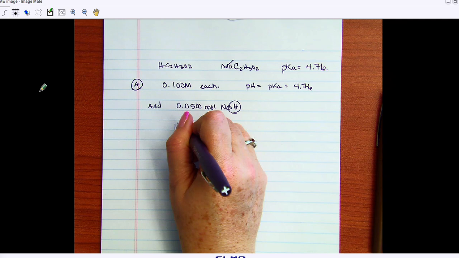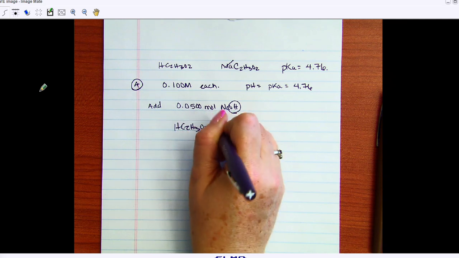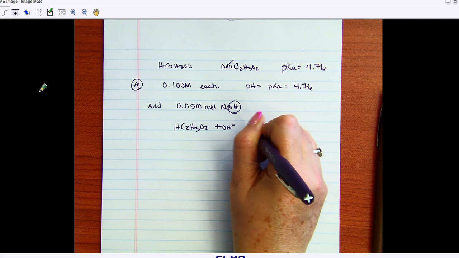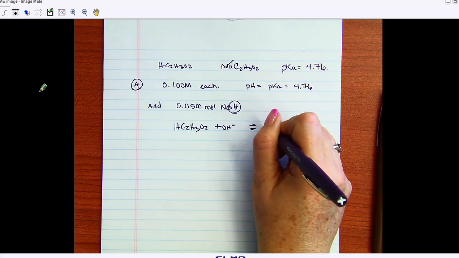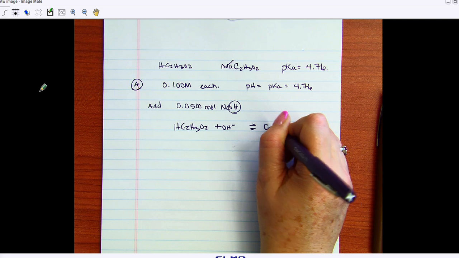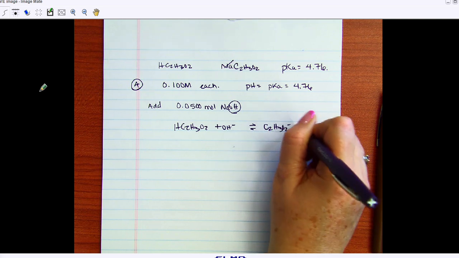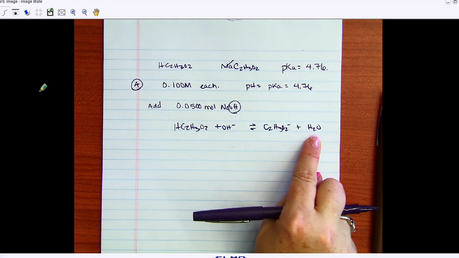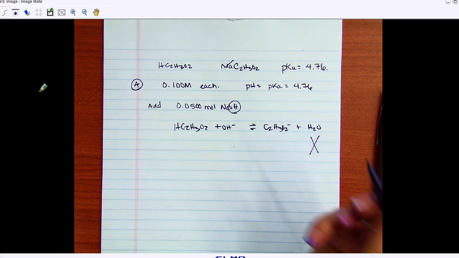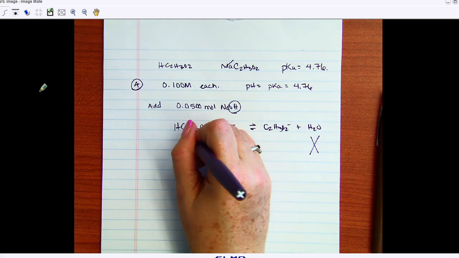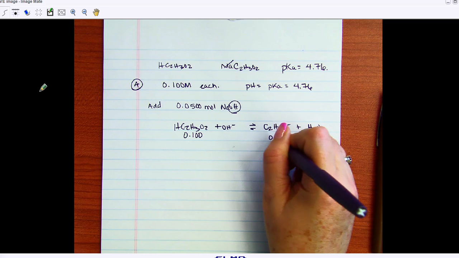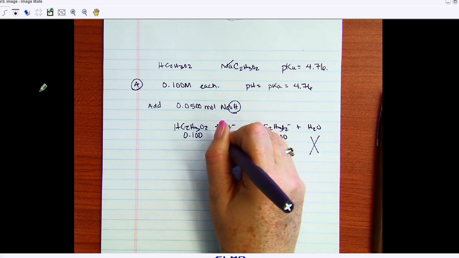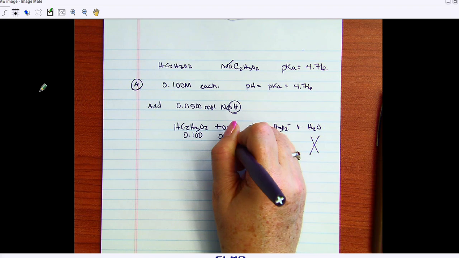So I have HC2H3O2 plus hydroxide is at equilibrium, and I end up with acetate over here and water, because this H is going to come over here to this OH and give me water. Don't care about this. I have 0.100, 0.100, and I have 0.05.